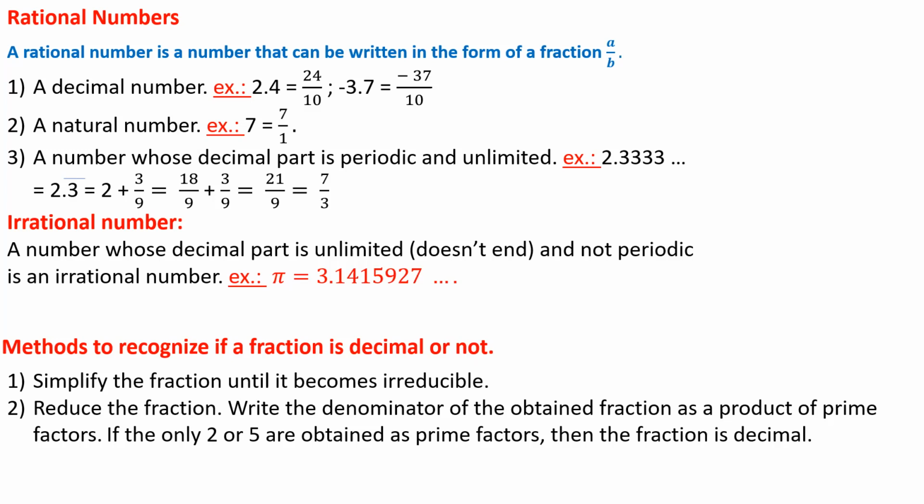Methods to recognize if a fraction is decimal or not. How can we know if a fraction is decimal or not? Number 1, simplify the fraction until it becomes irreducible. Number 2, write the denominator of the obtained fraction as a product of prime factors. If the only prime factors obtained are 2 or 5, then the fraction is decimal.